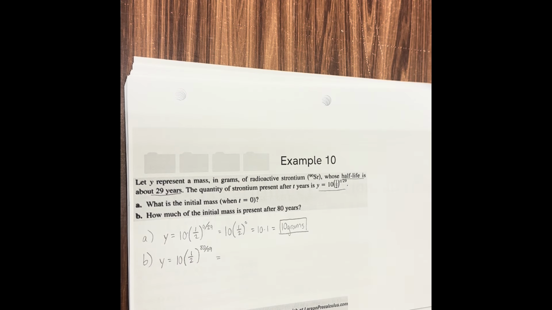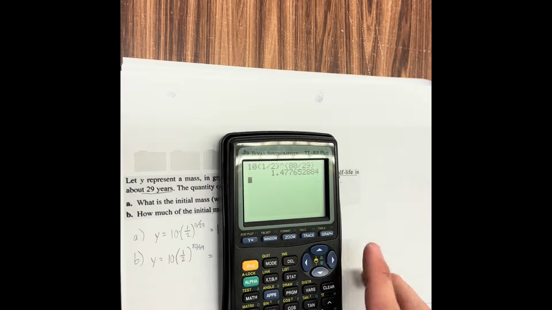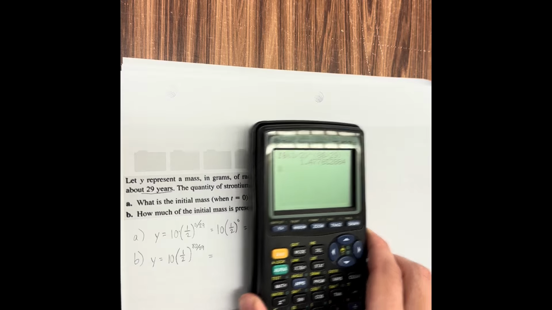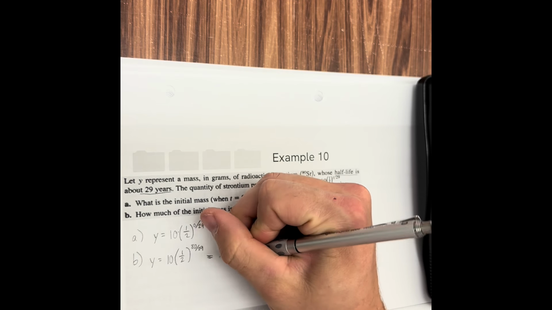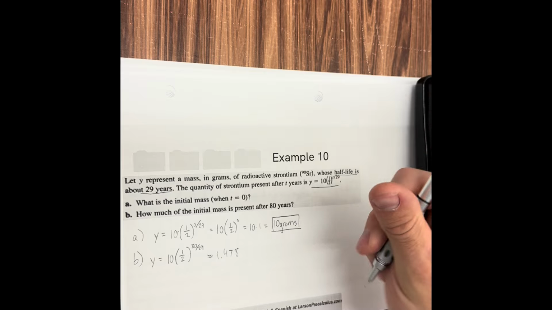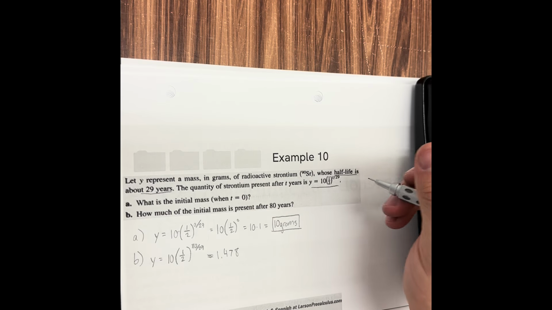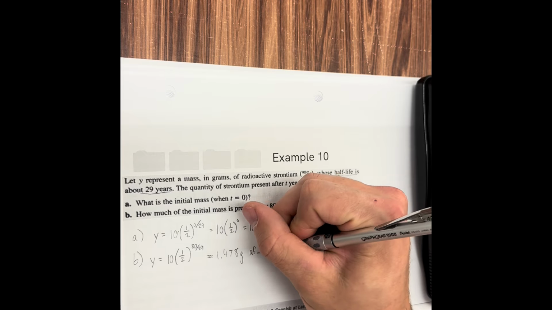And here you can plug this into your calculator. Again, you just have to be careful with your parentheses. So 10 parentheses 1/2 to the power of 80 29ths in parentheses. So we get about 1.478. So approximately 1.478. And again, we want to label it here, so grams after 80 years.